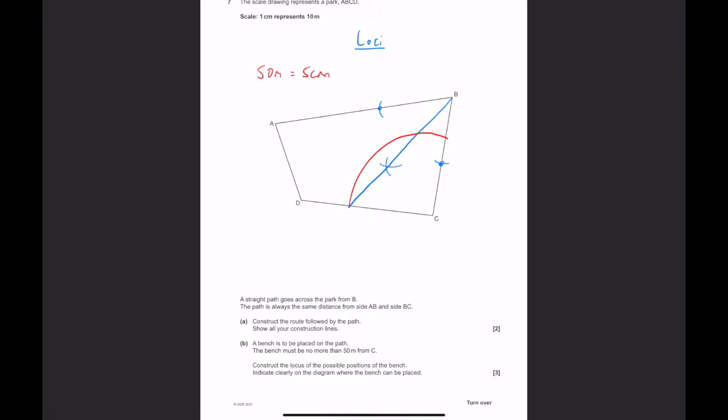Construct the locus of the possible positions of the bench. Indicate clearly on the diagram where the bench can be placed. So it will be anywhere along the black line, just like this.